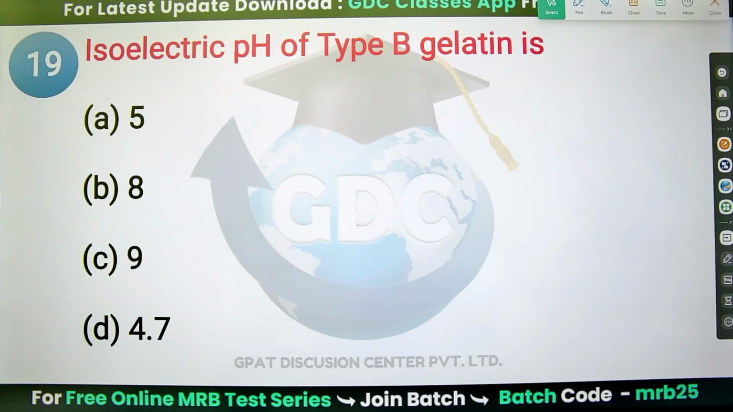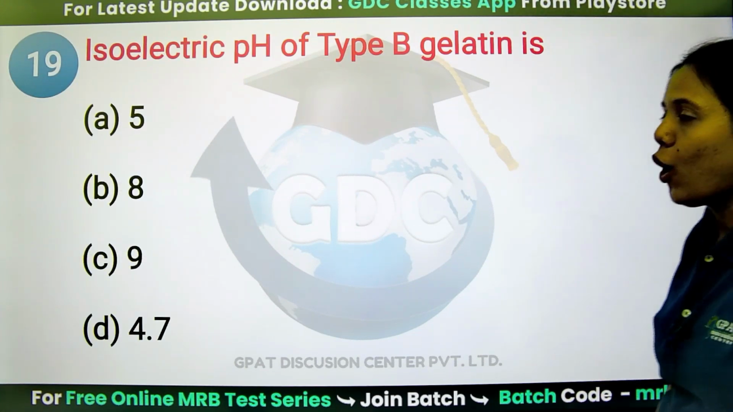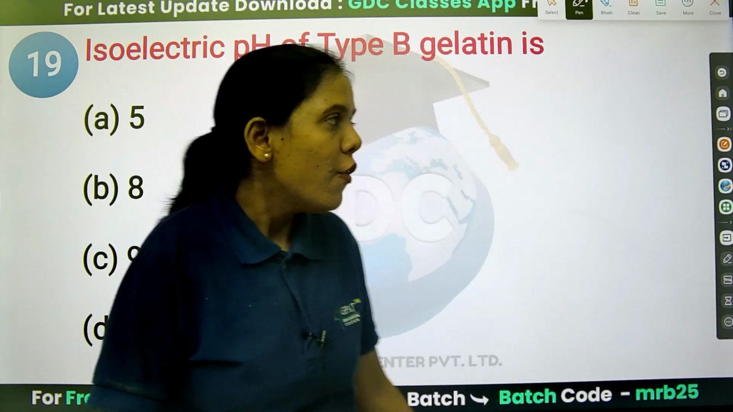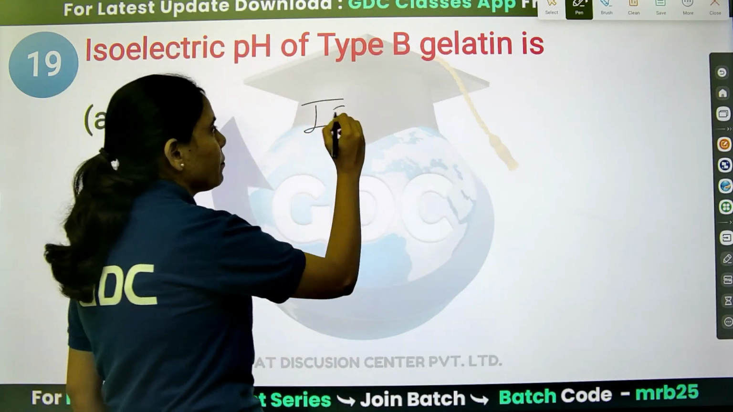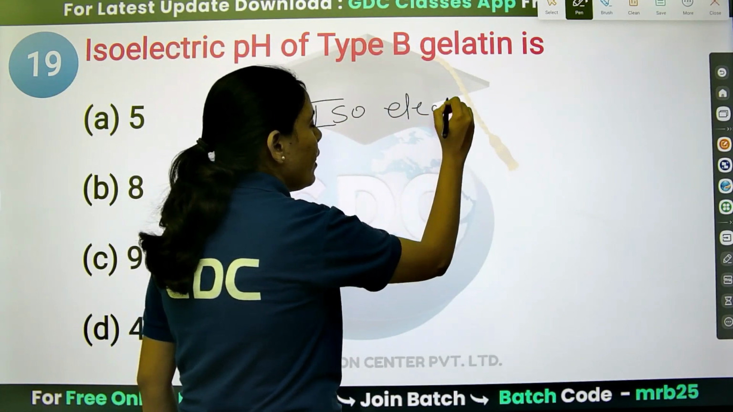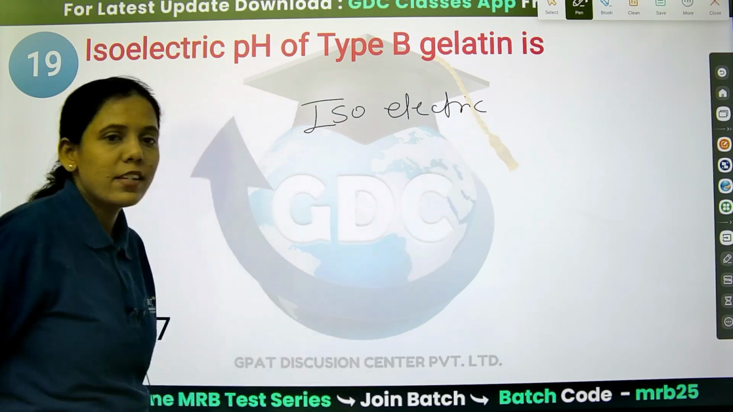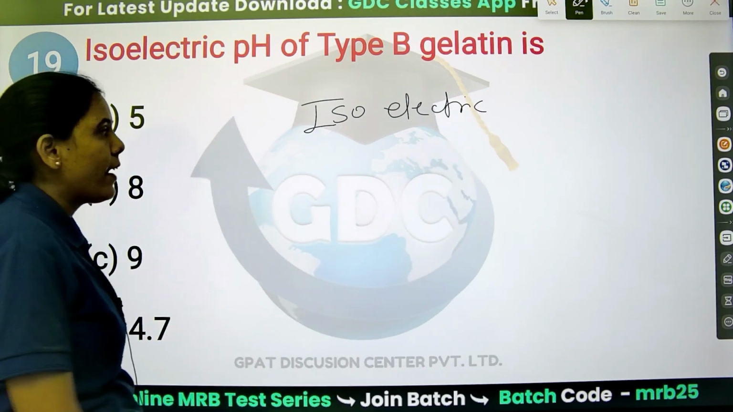Next is isoelectric point of type B gelatin. Okay. First of all, isoelectric. The name itself tells you. Iso means what? Iso means same.